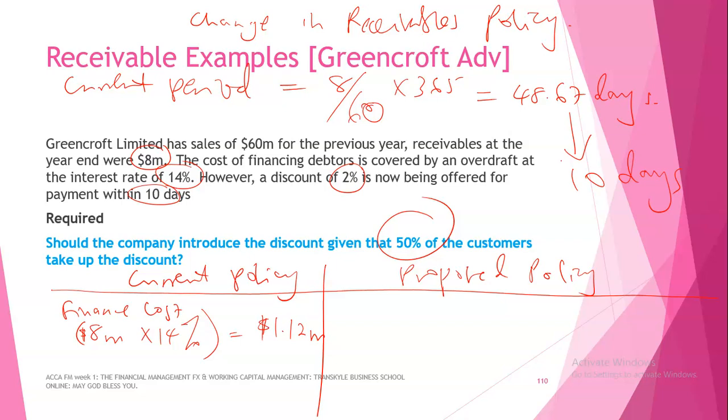Okay, for the current period, the computation of the finance cost has not been a challenge. Why? Because the examiner had given us the receivables figure at the year end, and we simply multiplied that with the overdraft interest cost or percentage of 14%. Now, let's compute the finance cost.